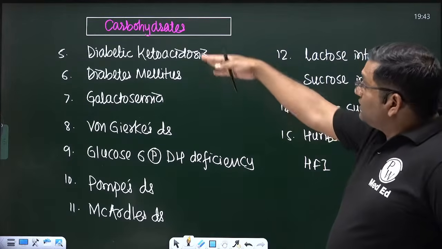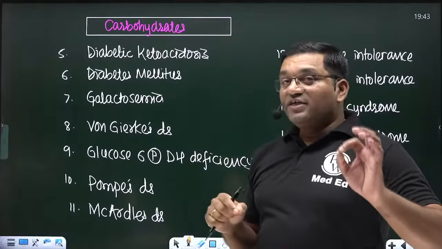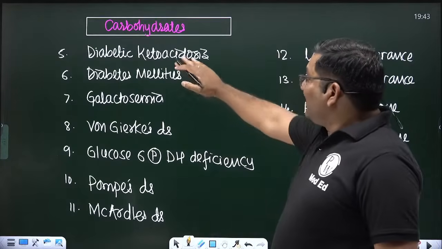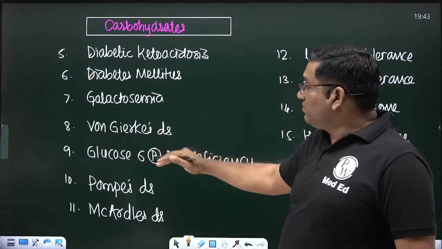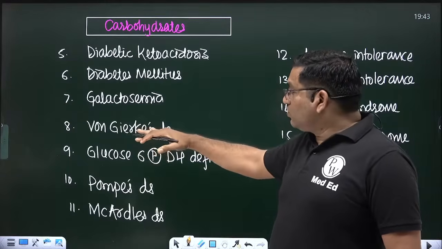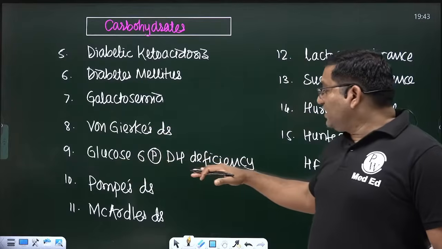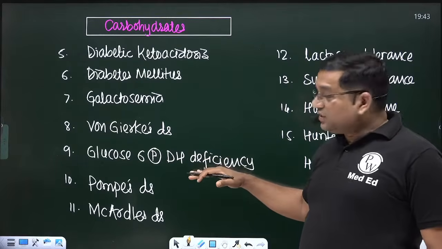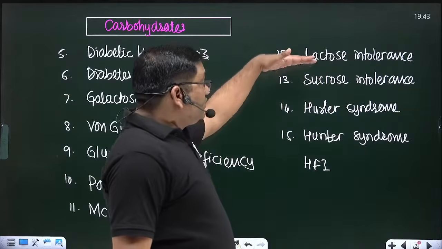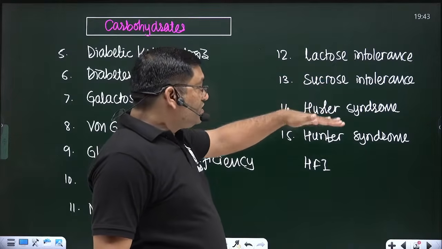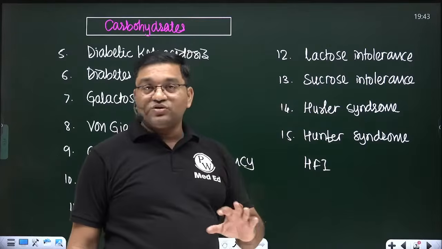Now see, these are the important clinical cases from carbohydrate chemistry and metabolism. Diabetic ketoacidosis, diabetes mellitus, galactosemia, that is classical galactosemia, von Gierke's disease, glycogen storage disorder, glucose 6-phosphate dehydrogenase deficiency, HMP shunt, Pompe's disease, McArdle's disease, lactose intolerance, sucrose intolerance, Hurler syndrome, Hunter syndrome, and hereditary fructose intolerance.